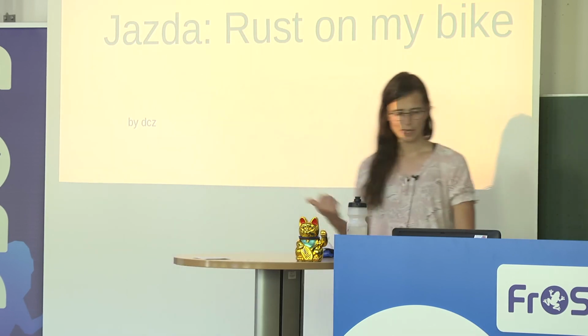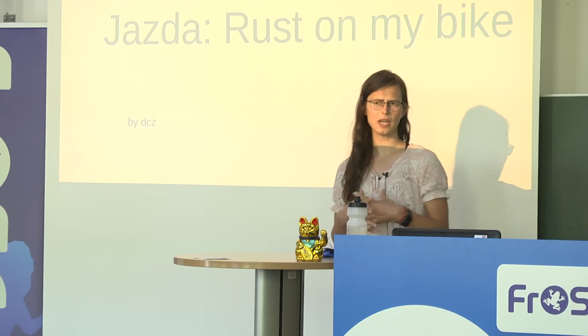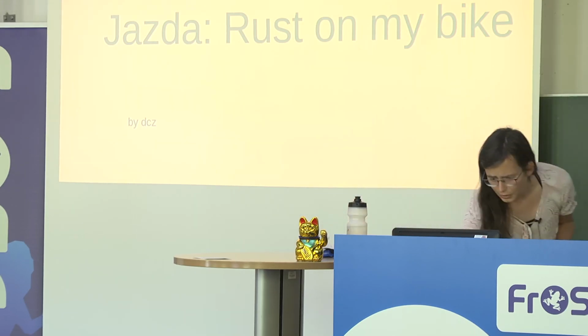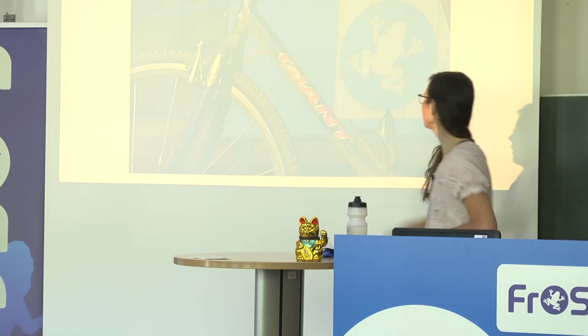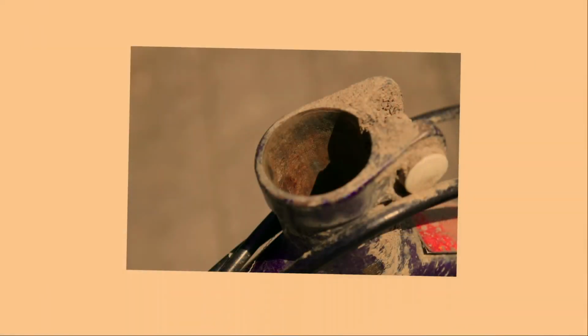I also like bicycles, and I sometimes do crazy things like put Rust on my bicycle. I'm going to show you my bicycle. This is my bicycle. It's old, it's made of steel, and that's why it has Rust in some places. This is the actual picture that I took this morning.